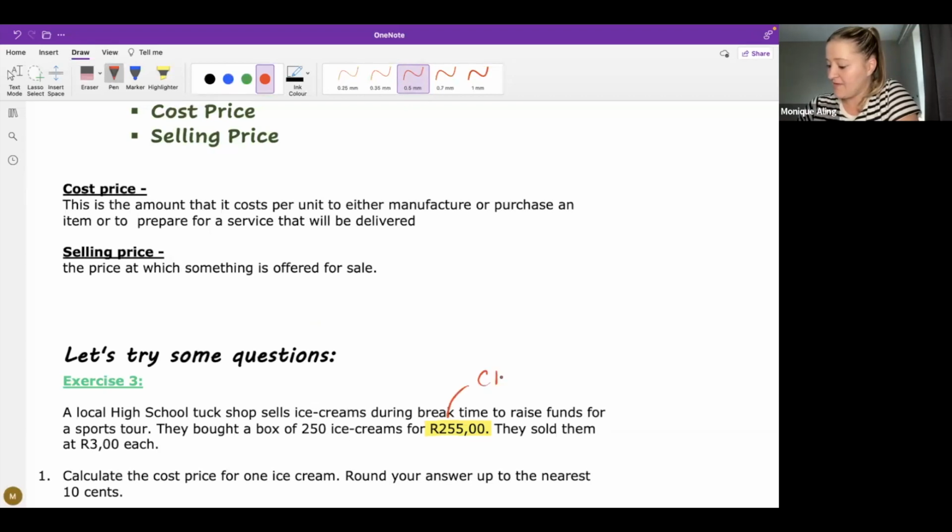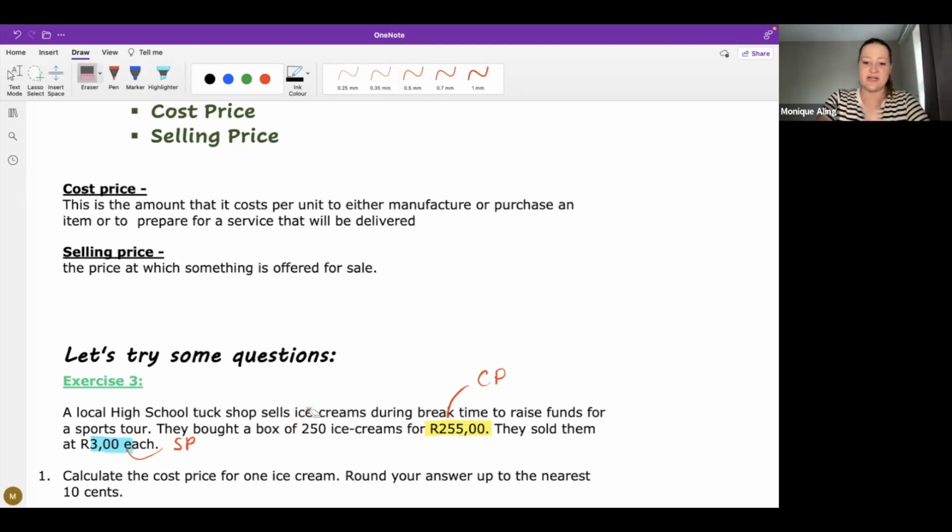This is abbreviated as CP, cost price, making the 3 Rand our selling price. But let's keep in mind the cost price is for 250 ice creams, whereas the selling price is just the price for one ice cream. So let's not get confused with that, but nothing major.